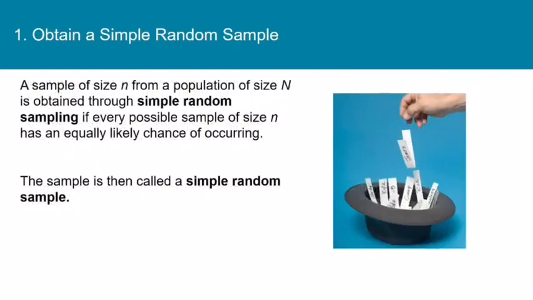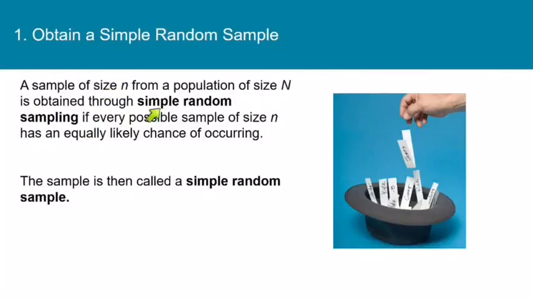Okay, so now we know a little bit about what a random sample is. Let's talk about a simple random sample. So here's the definition. A sample of size lowercase n from a population of size capital N is obtained through simple random sampling if every possible sample of size little n has an equally likely chance of occurring. The sample is then called a simple random sample. Notice that we use lowercase n to denote sample size, and we use capital N to denote population size, and that is a constant thing throughout the course.